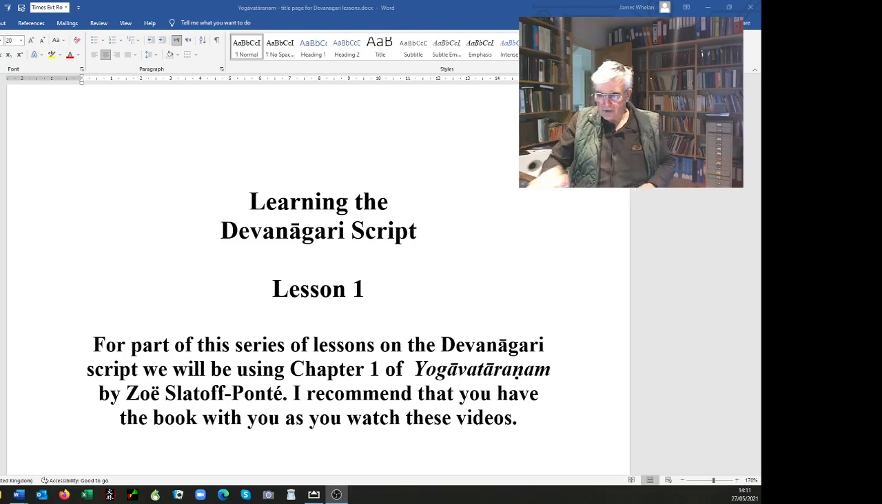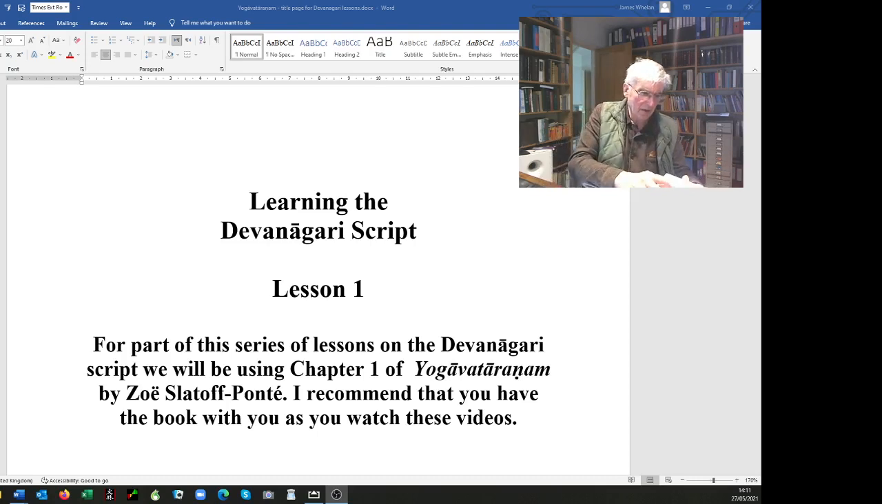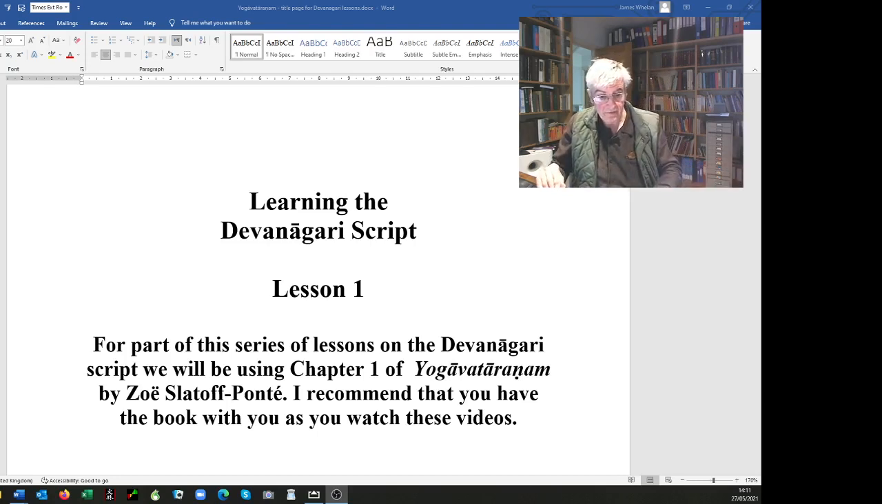And also, as well as reading in advance, it'll be useful for you to have the book with you as I'm doing this lesson, because I refer to various pages and to various lines on pages, so you will need to have the book with you.